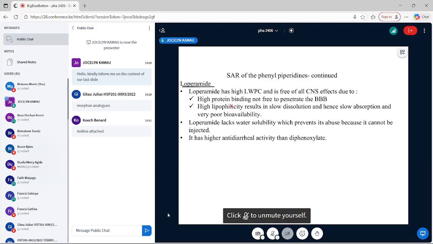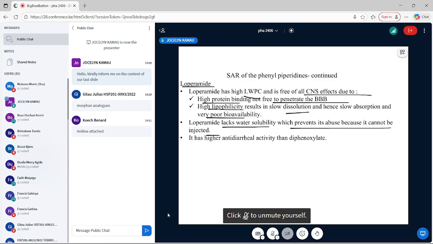Loperamide, again, has a very high lipid-water partition coefficient and is free of CNS effects, again due to high protein binding, so it is not free to penetrate the BBB. High lipophilicity results in slow dissociation, and hence slow absorption and very poor bioavailability. And I have shown you why: it has groups that introduce very high lipid solubility. The compound also lacks water solubility, which prevents its abuse because it cannot be injected.